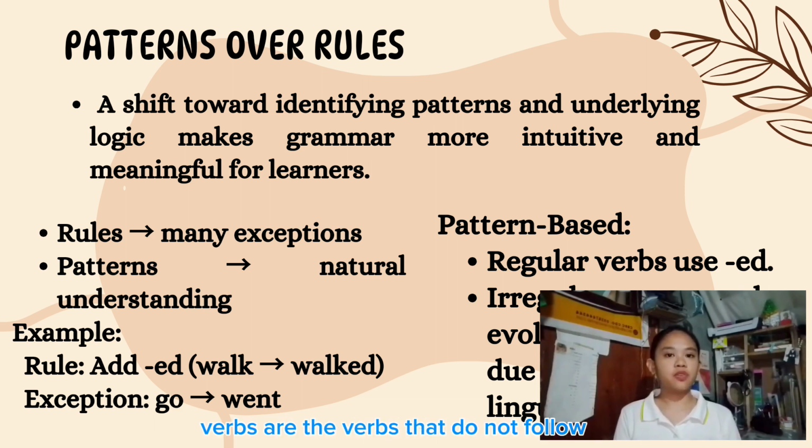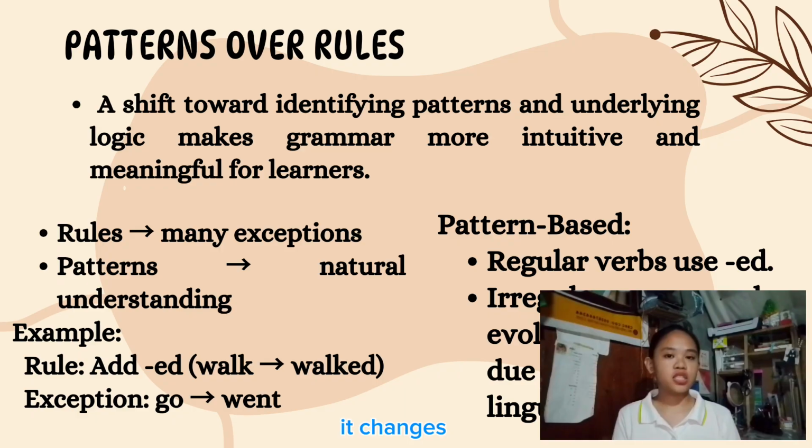Irregular verbs are the verbs that do not follow the -ed pattern. Instead, they change form completely. Examples are eat, ate, and eaten; go, went, gone; do, did, done.